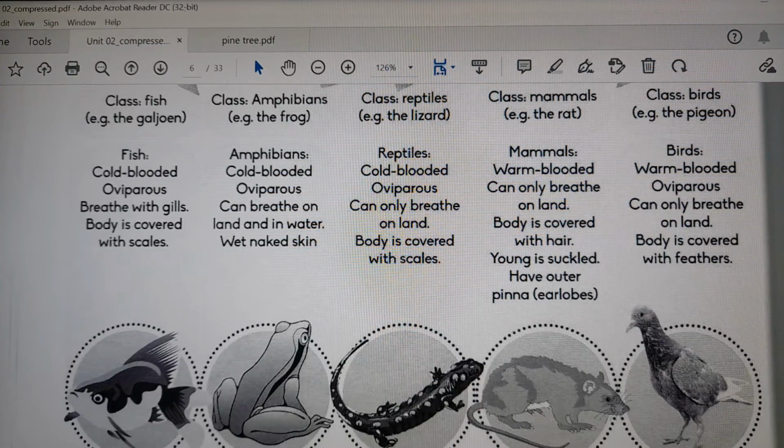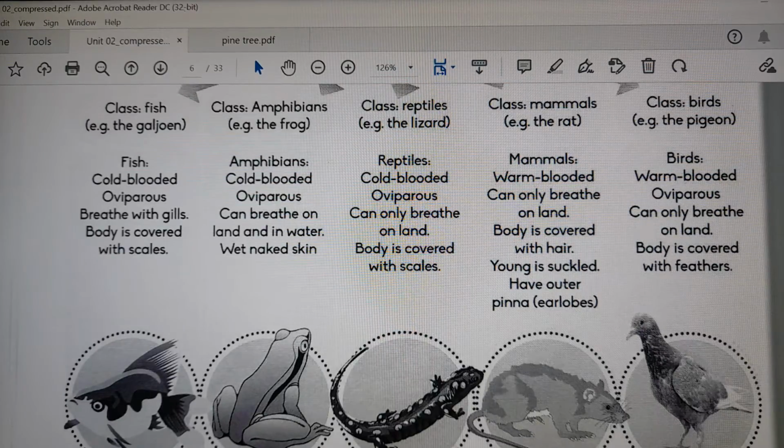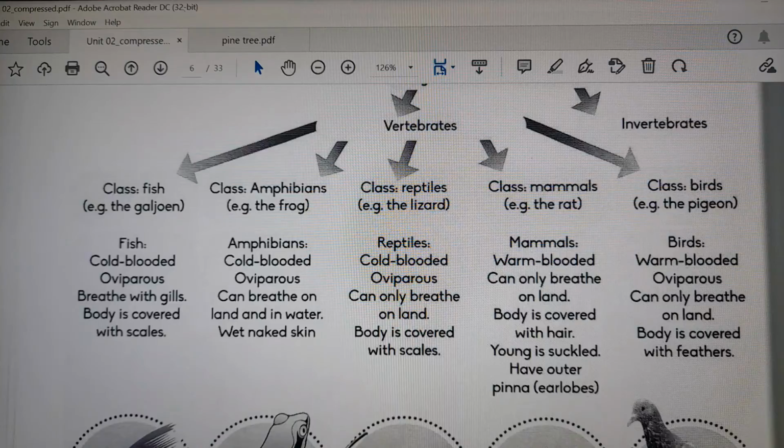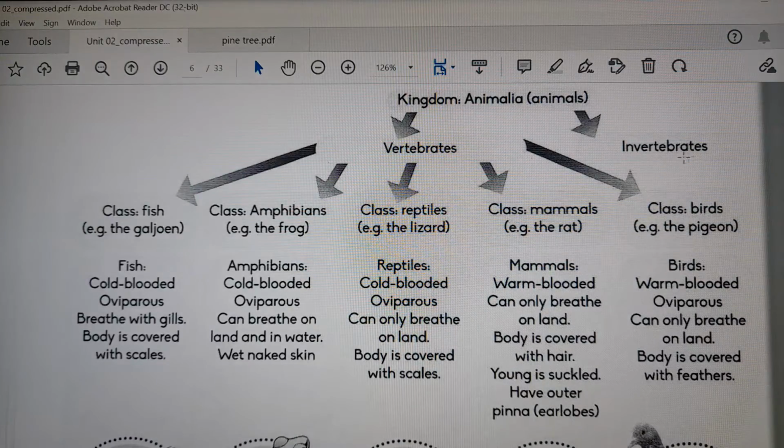Good day. In our previous lesson on life and living, the second unit, which is biodiversity, we ended up discussing the invertebrate animals, which are part of the animal kingdom. Remember, we said the animal kingdom is divided into two groups: the vertebrates and the invertebrates. Animals with spines, animals without spines.